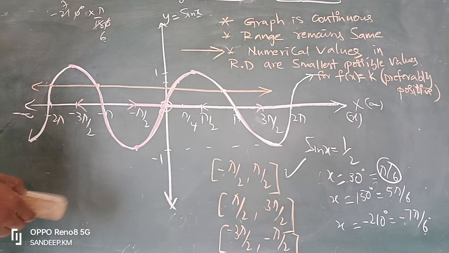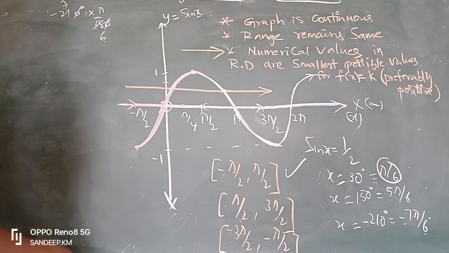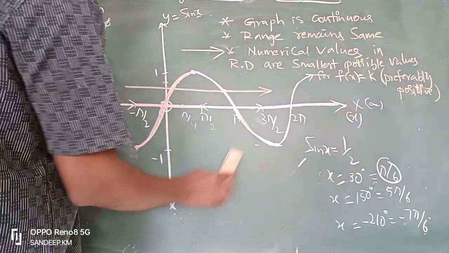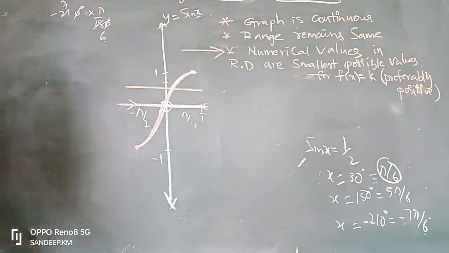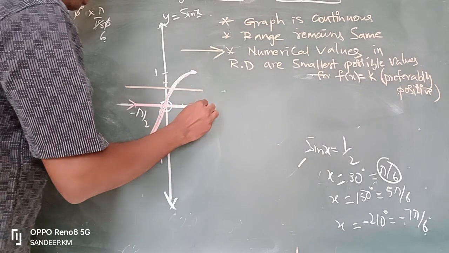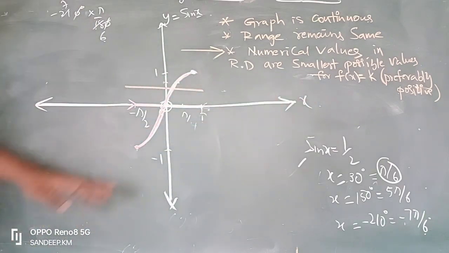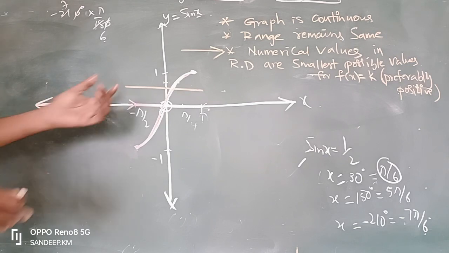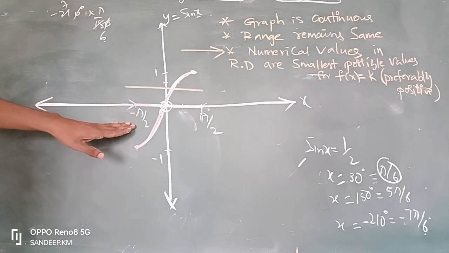So, dear students, if I restrict the domain between minus pi by 2 and plus pi by 2, let me erase the remaining part. I have erased the remaining part, right? So we have y is equal to sin x. Now for the function, the domain is going to be minus pi by 2 to plus pi by 2, the restricted domain. In this restricted domain, this is the graph of y is equal to sin x.